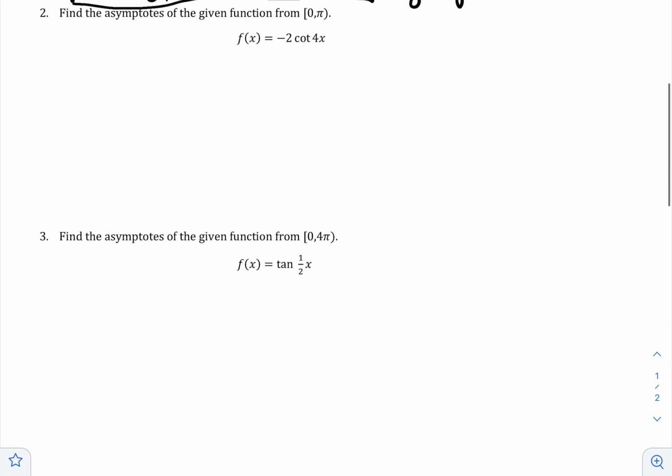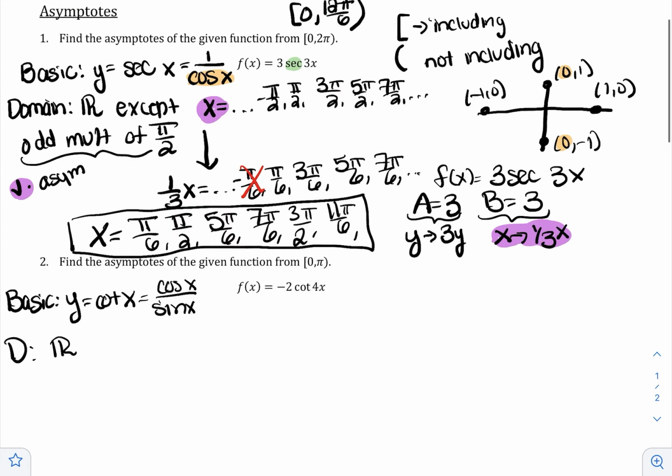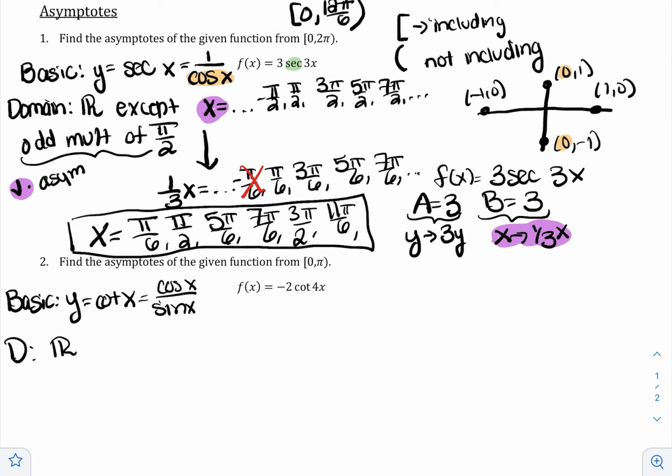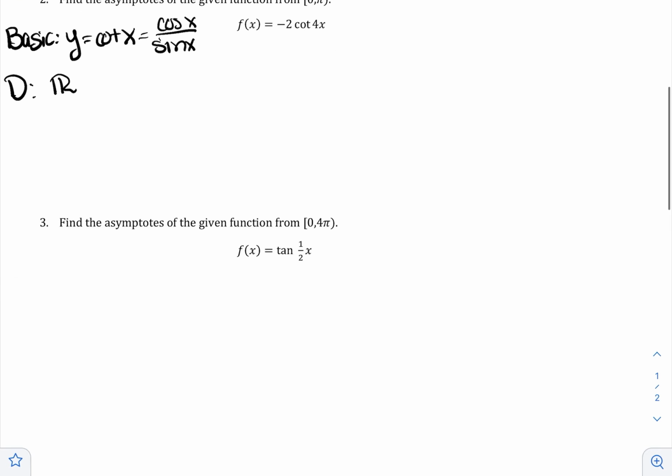Find the asymptotes. So we're going to do exactly the same thing. First, we're going to look at the basic y is equal to cotangent of x. Now, cotangent of x is cosine over sine. If we look at our little diagram that we had here, I'll do it in orange, sine is going to be 0 here and here, so on the x-axis.